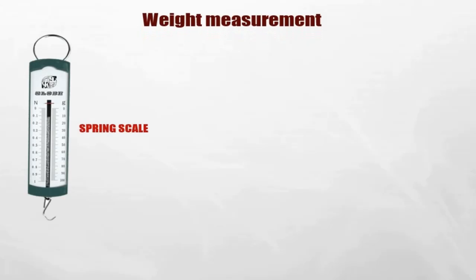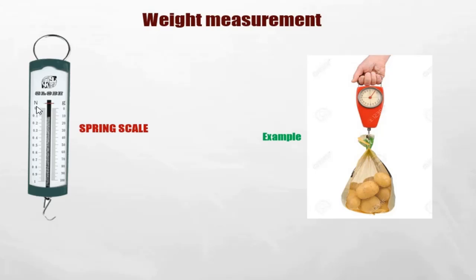Second point, weight measurement. We use a spring scale to measure weight. This type of scale has two scales. First scale with Newton, second scale with gram. For example, when we want to measure the weight of potatoes, we put potatoes at the end of the spring scale and the scale starts to move to a certain value in Newton or gram.